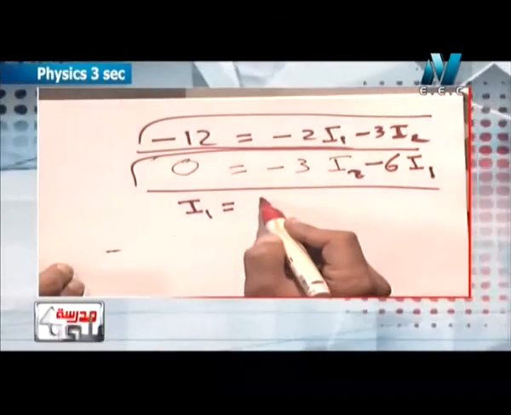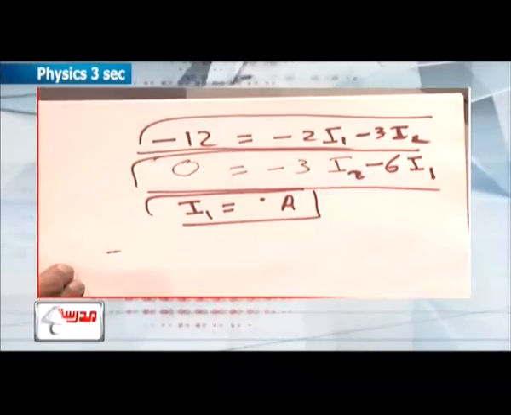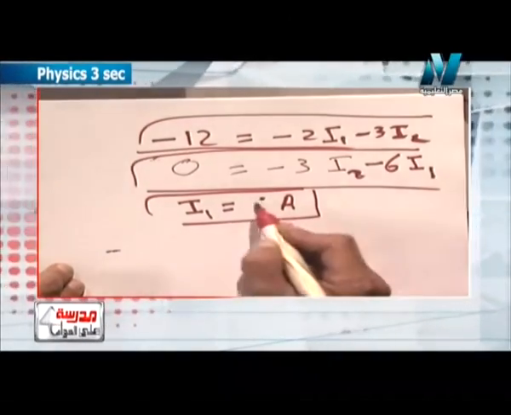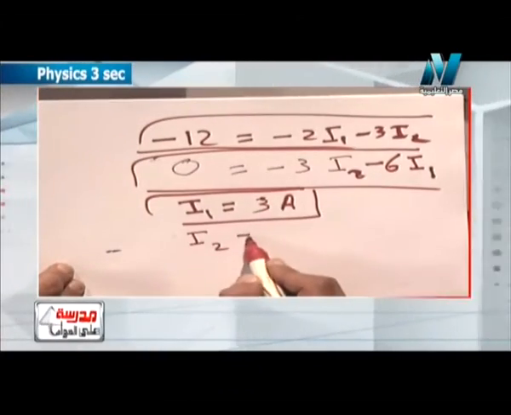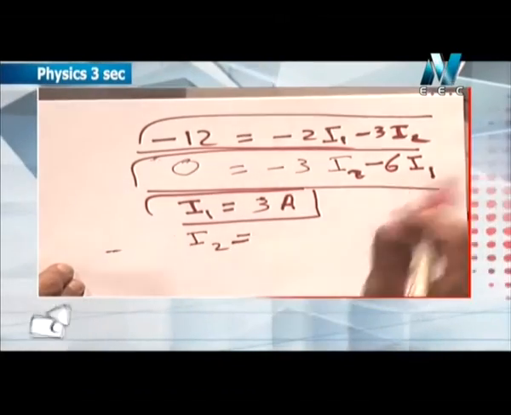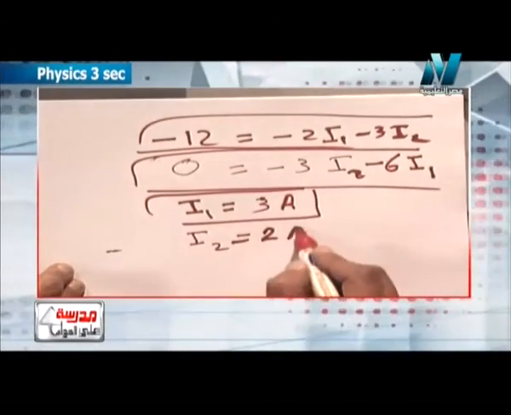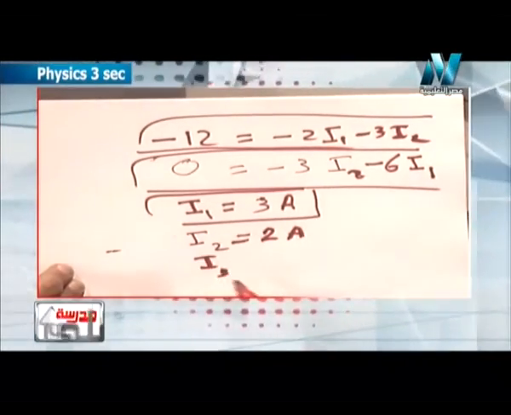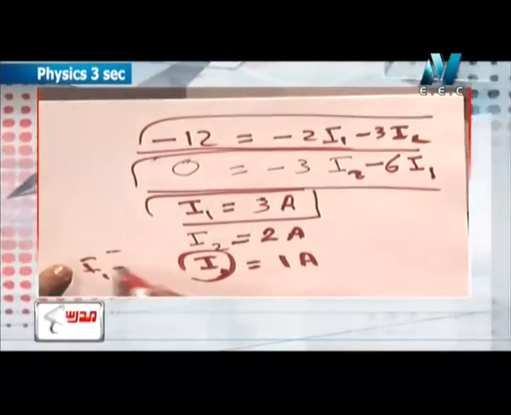Yes, the same values as from the previous method: I1 equals 3 ampere. And I2 equals 2 ampere, and I3 equals 1 ampere. I3 here I mean I1 minus I2.